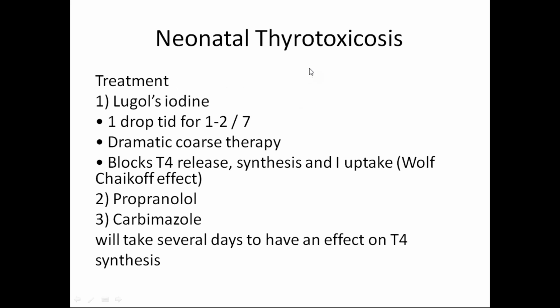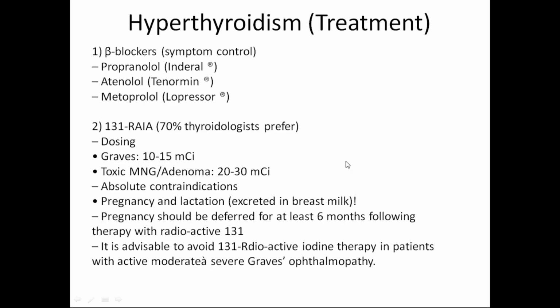In case of neonatal thyrotoxicosis, Lugol's iodine, like 1 drop TID for 1 to 2 days in a week. There is a dramatic course, it gets decreased. Lugol's iodine is this iodine. Okay, it blocks T4 release and synthesis and iodine uptake, that is the Wolff-Chaikoff effect. And you can do propranolol and carbimazole therapy, but it will take some time. It is mostly Lugol's iodine in case of neonatal thyrotoxicosis, which has a dramatic effect. Within a few days you will get the response.